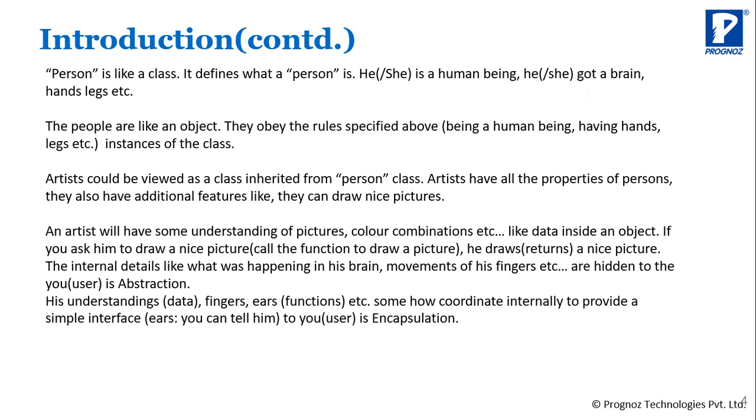Then an artist will have some understanding of the picture, color combination, etc. Like data inside an object. So if you ask him to draw a nice picture, you call the function to draw the picture. So we need to create a function to draw the picture. He can draw and returns a nice picture. The internal details, like what was happening in his brain and how his finger moved, are hidden from you. So that is abstraction.